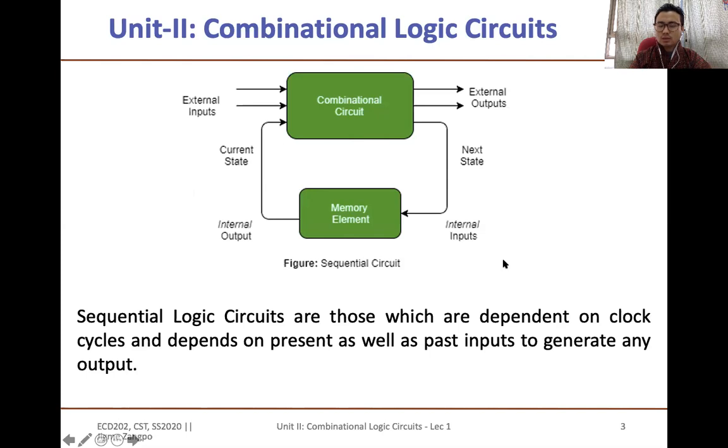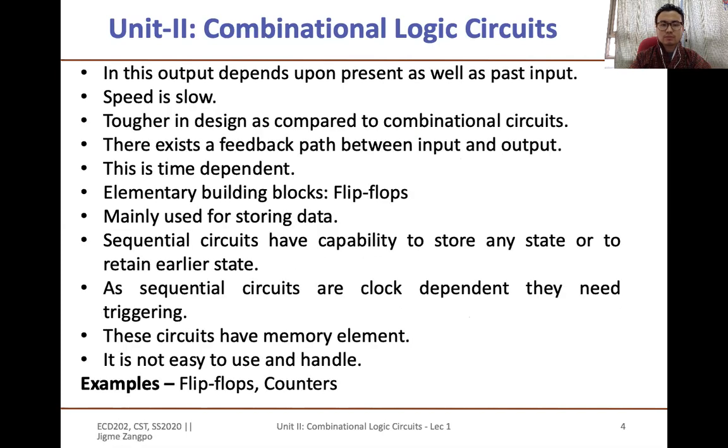Now let's see the characteristics of a sequential circuit. In a sequential circuit, the output depends upon present as well as past input. The circuit speed is slow, and designing a sequential circuit is tougher, and there exists a feedback path between input and output. You have clearly seen in the diagram that there is a feedback path between input and output. Sequential circuit is time dependent.